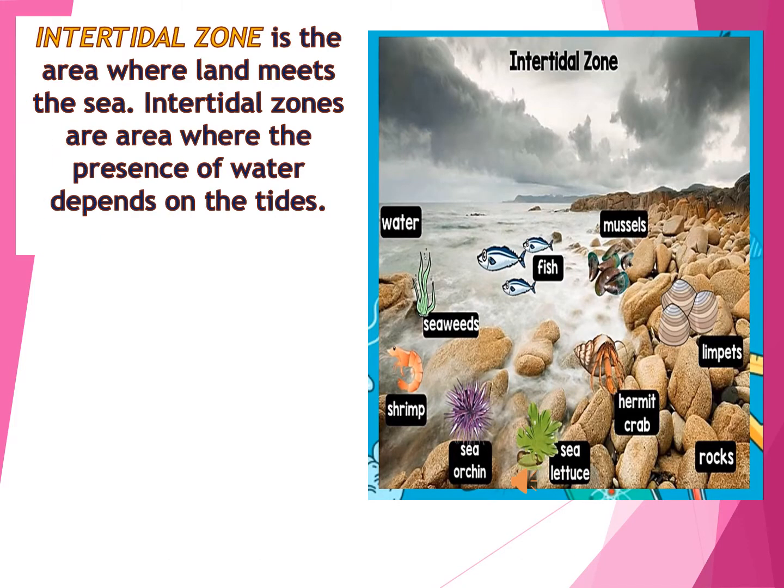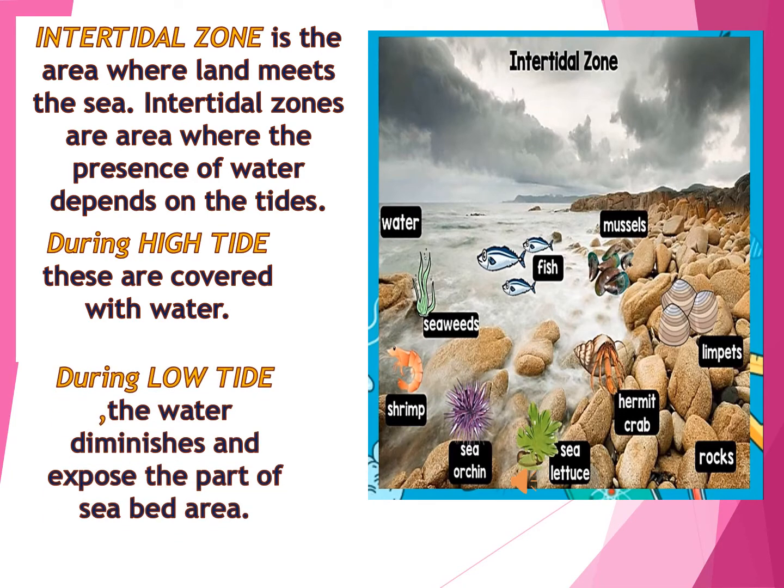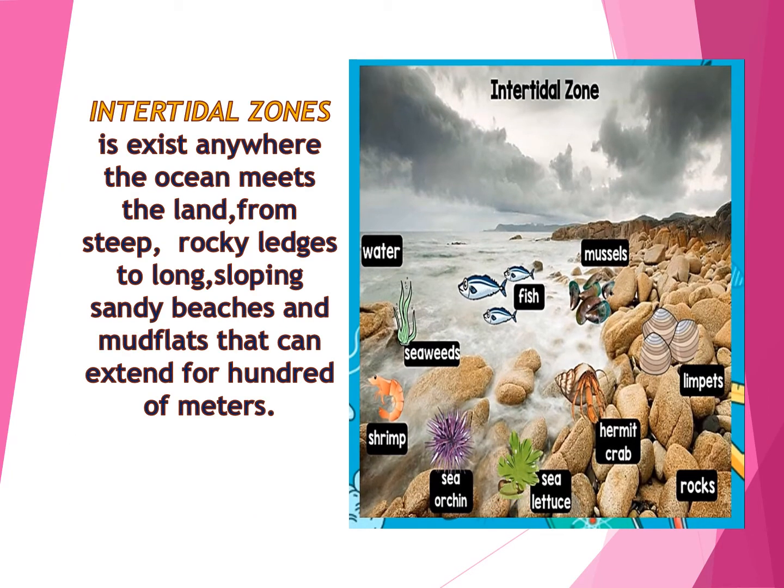An intertidal zone is the area where land meets the sea. Intertidal zones are areas where the presence of water depends on the tide. During high tide, they are covered with water, and during low tide, the water diminishes and exposes part of the seabed. Intertidal zones exist anywhere the ocean meets the land, from steep, rocky ledges to long, sloping sandy beaches and mudflats that can extend for hundreds of meters.